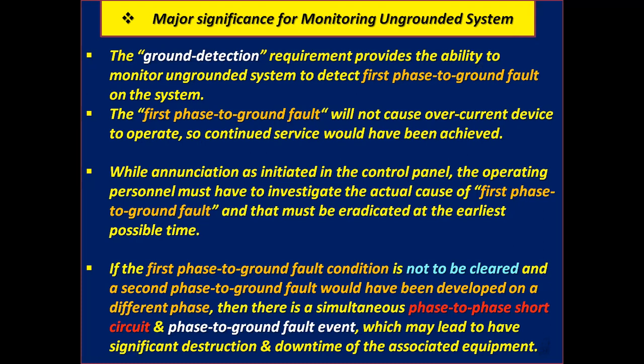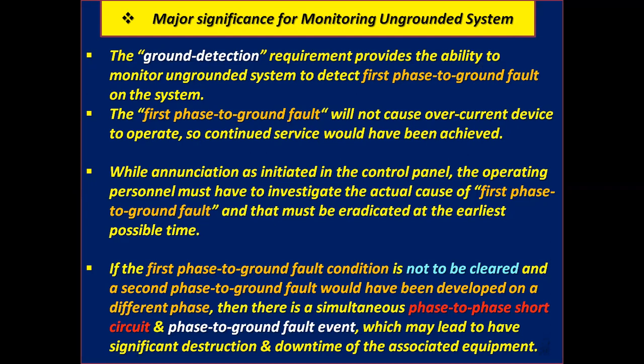The first phase to ground fault will not cause the overcurrent device to operate, so continued service can be achieved. While annunciation is initiated in the control panel, the operating personnel must investigate the actual cause of the first phase to ground fault, and that must be eradicated at the earliest possible time.